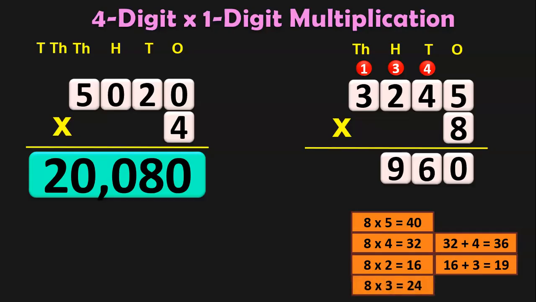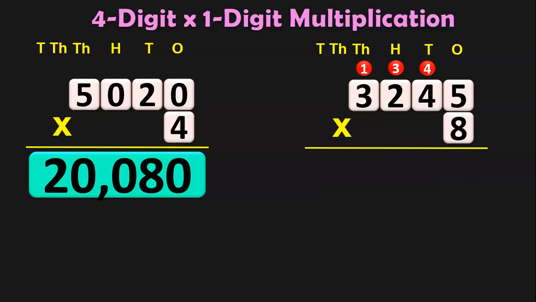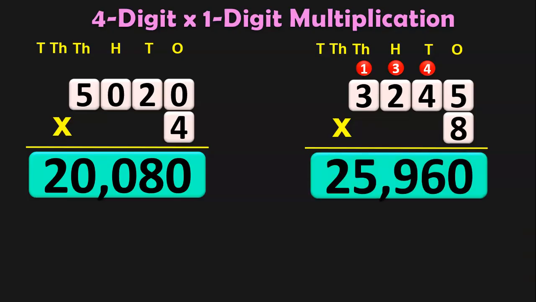Next, 8 into 3 is 24. 24 plus 1 is 25. Now once again we'll have to regroup the number in the thousands place. So 5 will be there in the thousands place and 2 will move to the 10,000s place. So the answer is 25,960. So here we saw multiplication of a 4-digit by 1-digit without regrouping, and in the next sum we saw regrouping in the ones, tens, hundreds and thousands place.